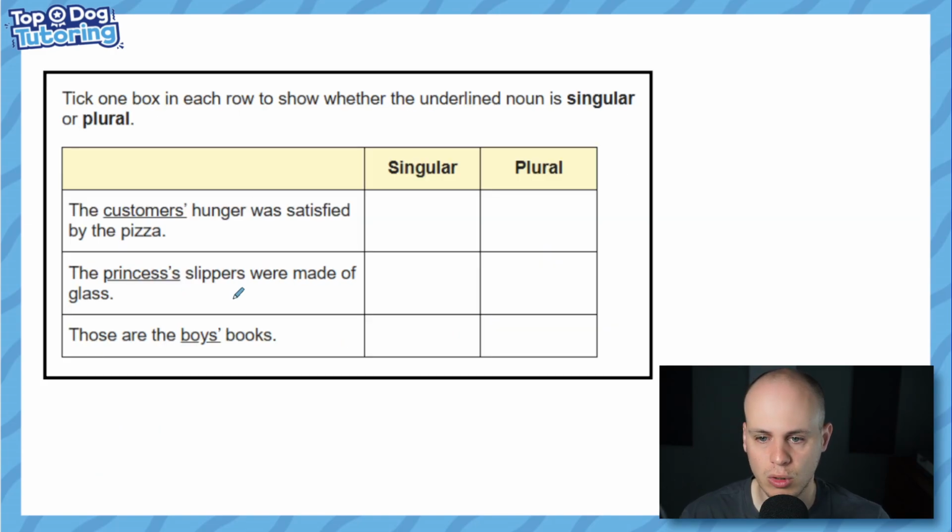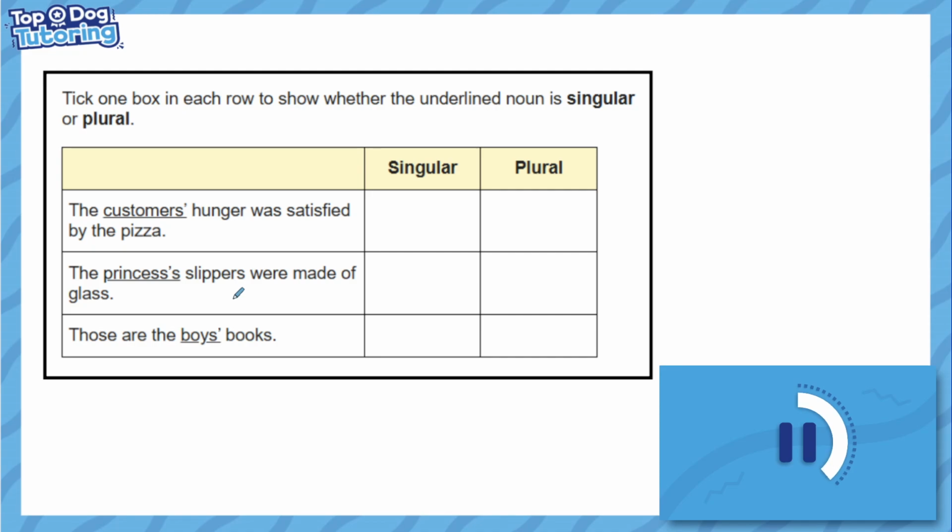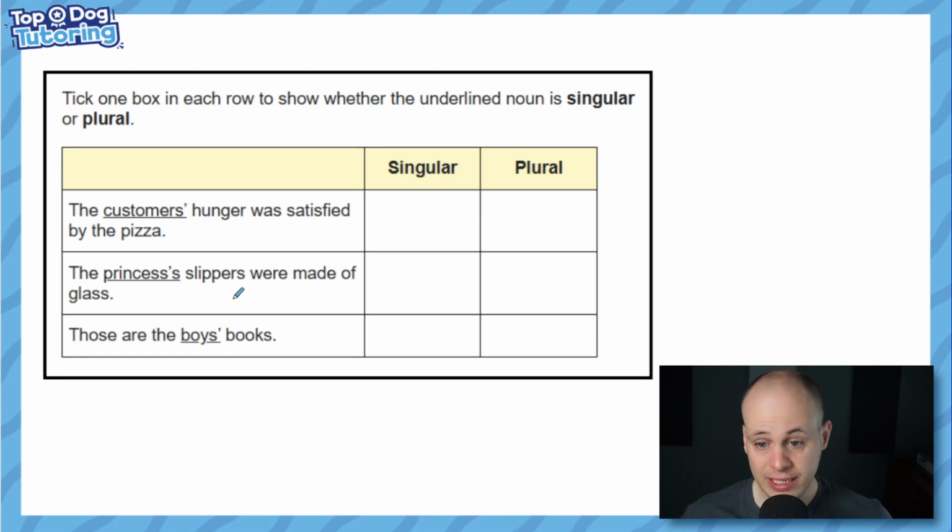Let's have a look at a couple more, right? This one says tick one box in each row to show whether it's singular or plural. Now, hopefully you can tell fairly easily based on what we just did. Have a go. It's considerably easier when the apostrophes are already put in for you and you're just deciding, because all you need to do is box up the noun, and the noun is always the thing before the apostrophe. So look, let's box up the word before the apostrophe comes in. It says customers.